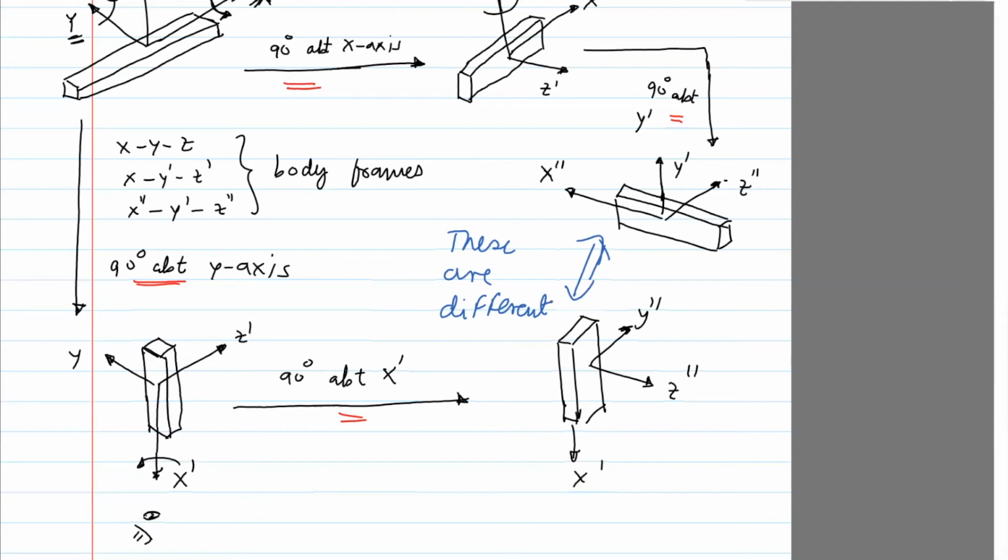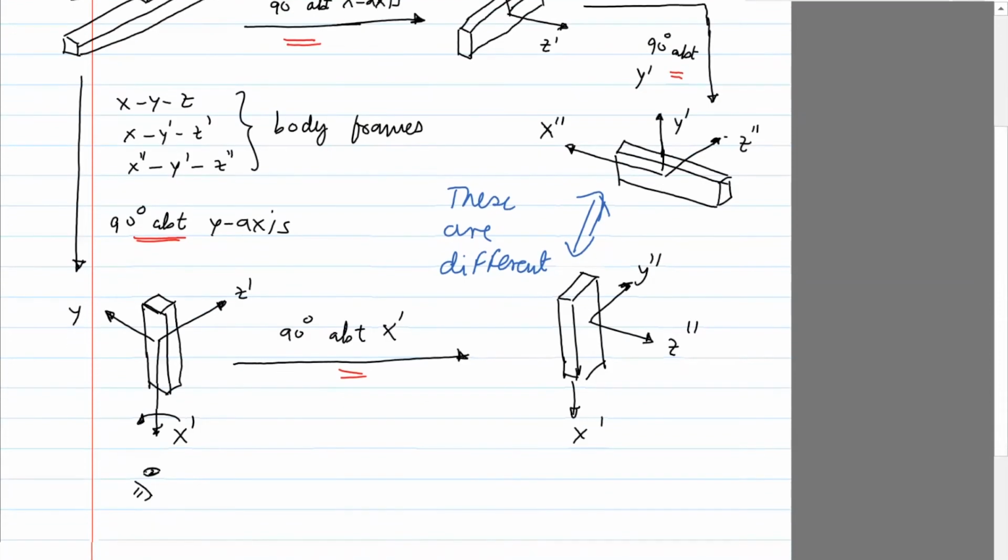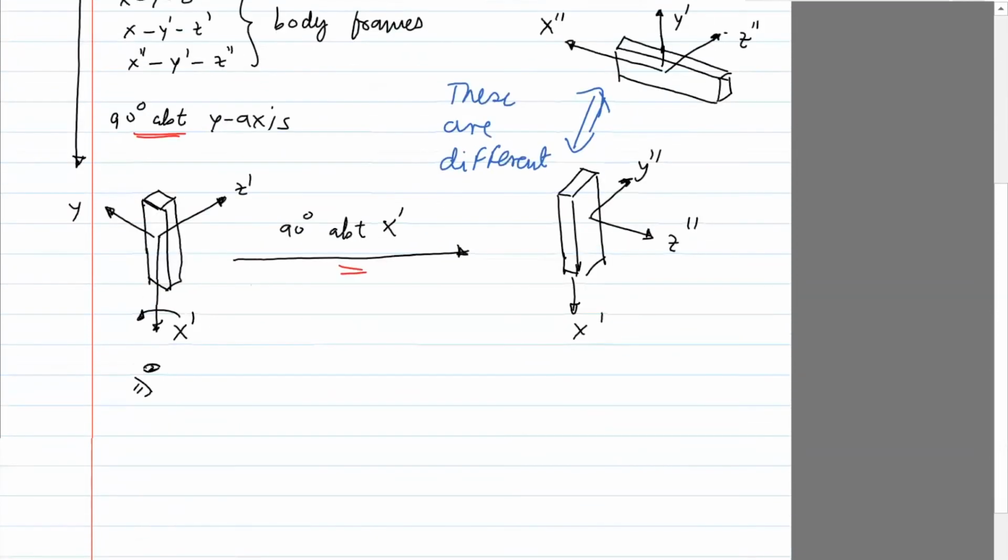However, they are commutative in 2D. Okay, and so that's the important message. So if you do rotation about x and then rotation about y, that's not the same as rotation about y and then x. However, if you do it in 2D, as I showed you earlier, the rotations are commutative.